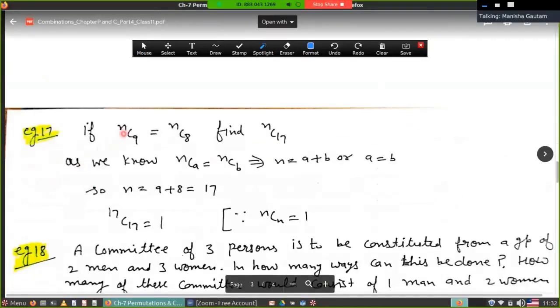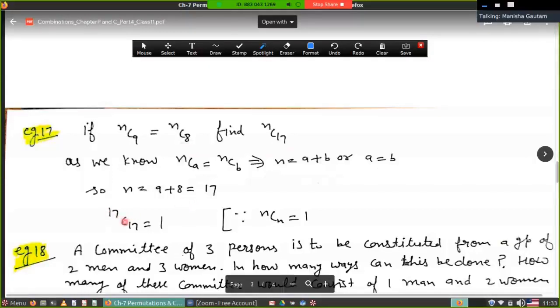If NC9 is equal to NC8, find NC17. As in the previous slide, I have told you NCA is equal to NCB only if A is equal to B or N is equal to A plus B. As you know here, 9 and 8 both are not equal. So it means the first case is not to be considered, the second will apply: N will be equal to A plus B. 8 plus 9 will be equal to 17.